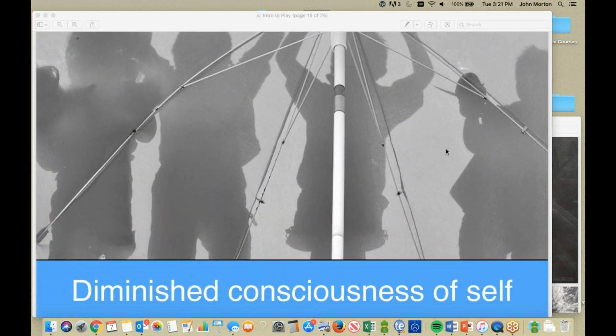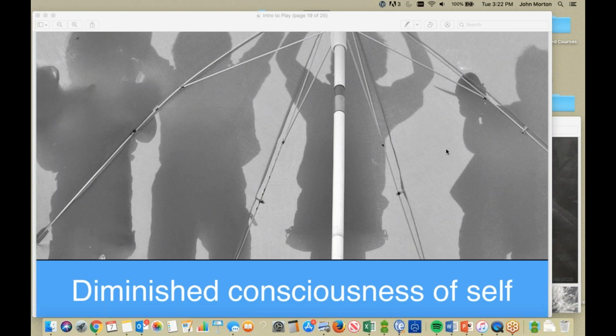Diminished consciousness of self. A couple things happen when we have a diminished consciousness of self. One of them is that we might not notice things that are happening with us or in us. So we might be out playing and not realize, oh, I haven't had anything to eat or drink for a couple hours. Or you got a cut or a scratch, and you're like, oh, I didn't even realize that was there because I was so engaged in what I was doing.